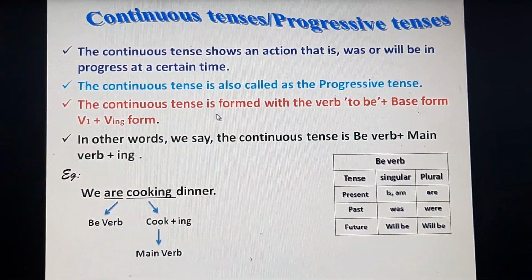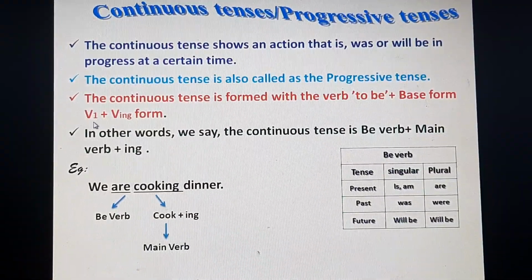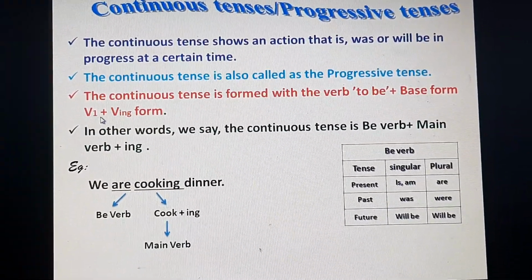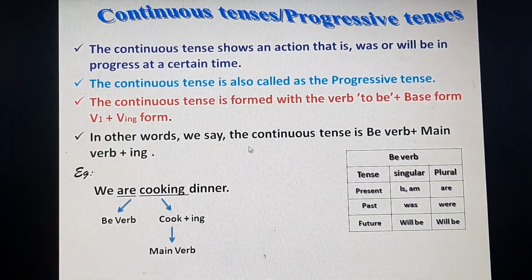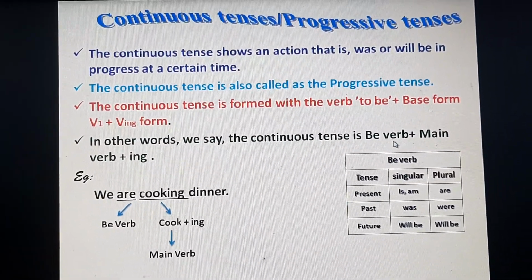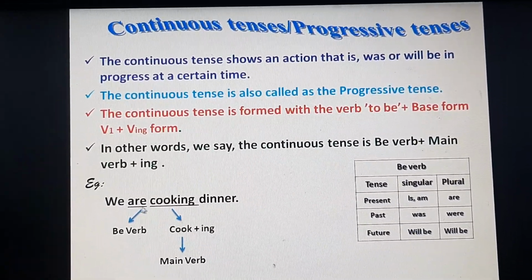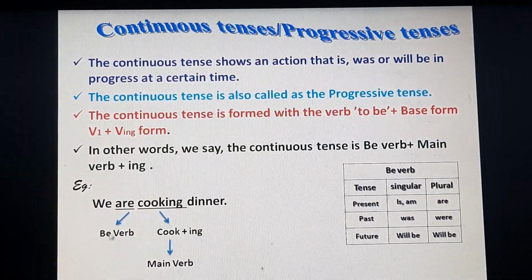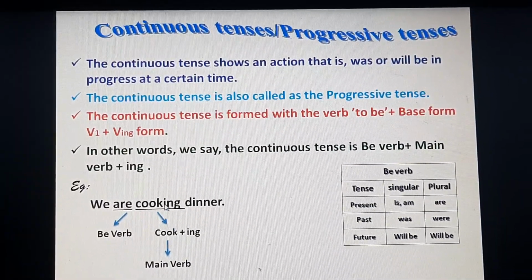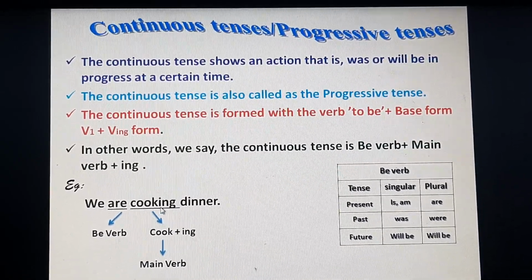The continuous tense is formed with the verb to be plus the base form V1, the present tense form, plus the V-ing form, continuous form. In other words, we can say the continuous tense is be verb plus main verb plus ing. Example, we are cooking dinner. Are cooking is your verb. Are is be verb, cook is main verb plus ing. So, are cooking is the continuous tense verb.